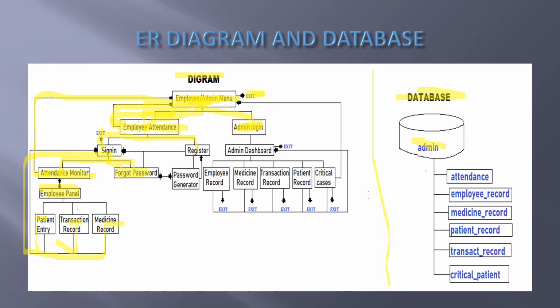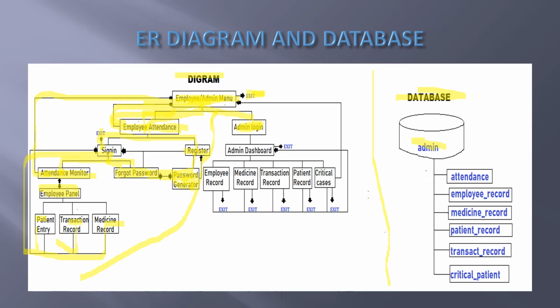For the register panel, the password generator can be accessed, as I showed earlier, or through the password generator again the register panel can be opened. And this forgot password also can be accessed through the password generator panel. There was a forgot password. So this part is actually the employee part, which can actually be managed by the admin also.